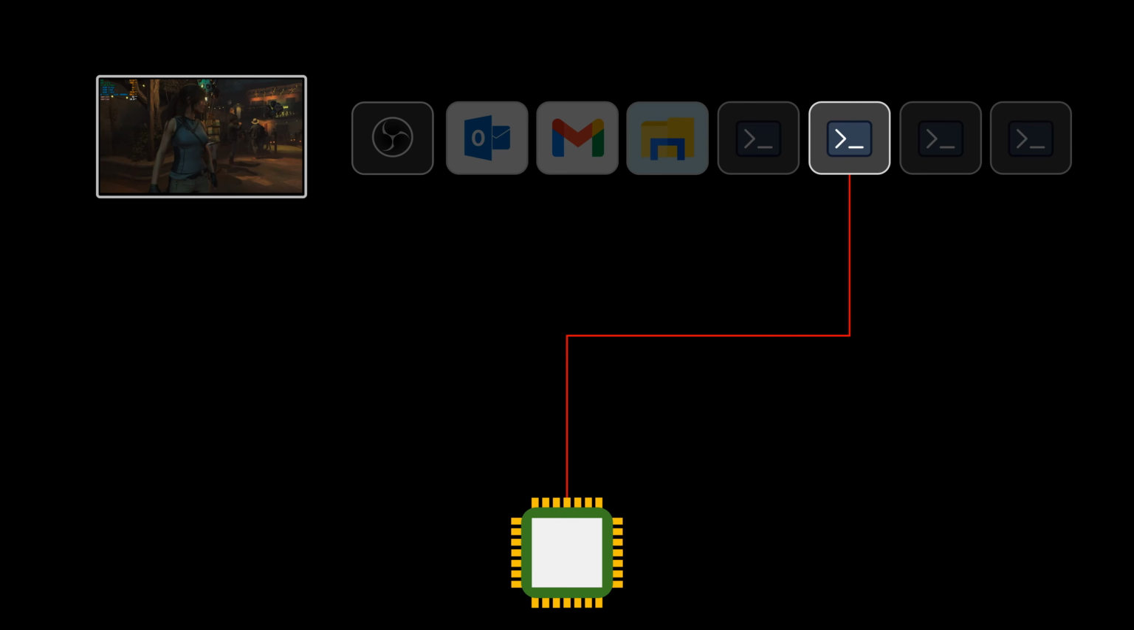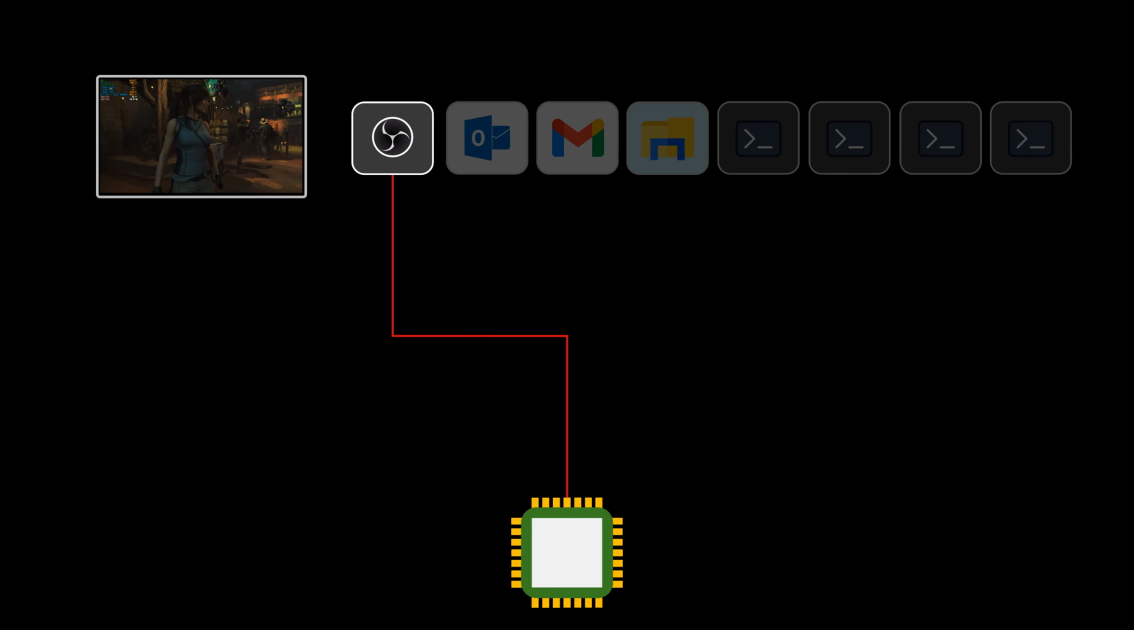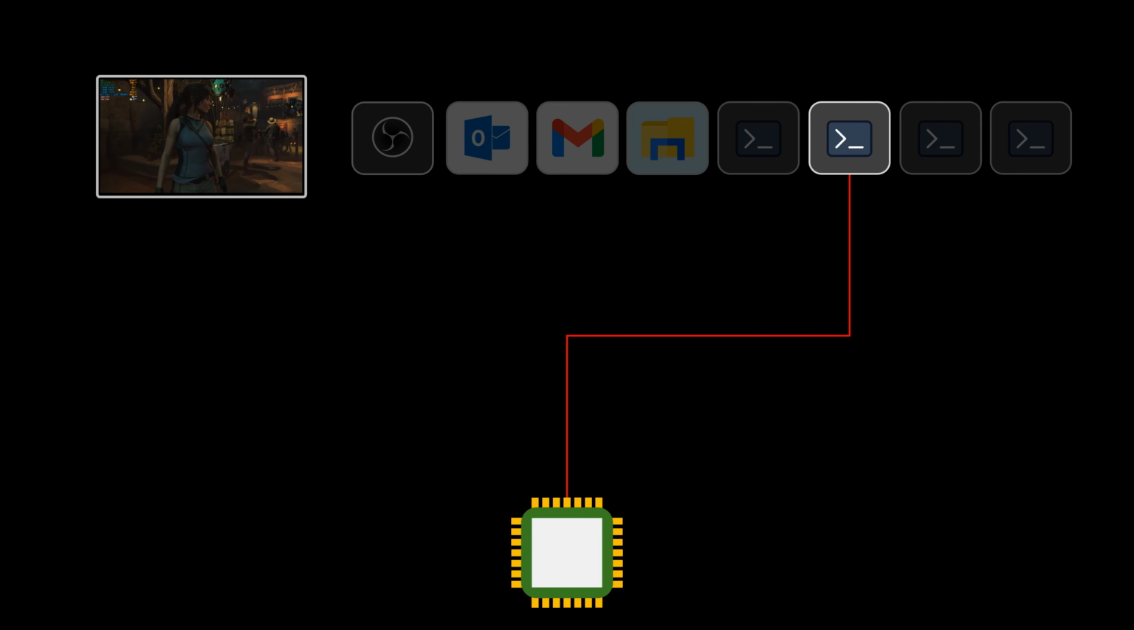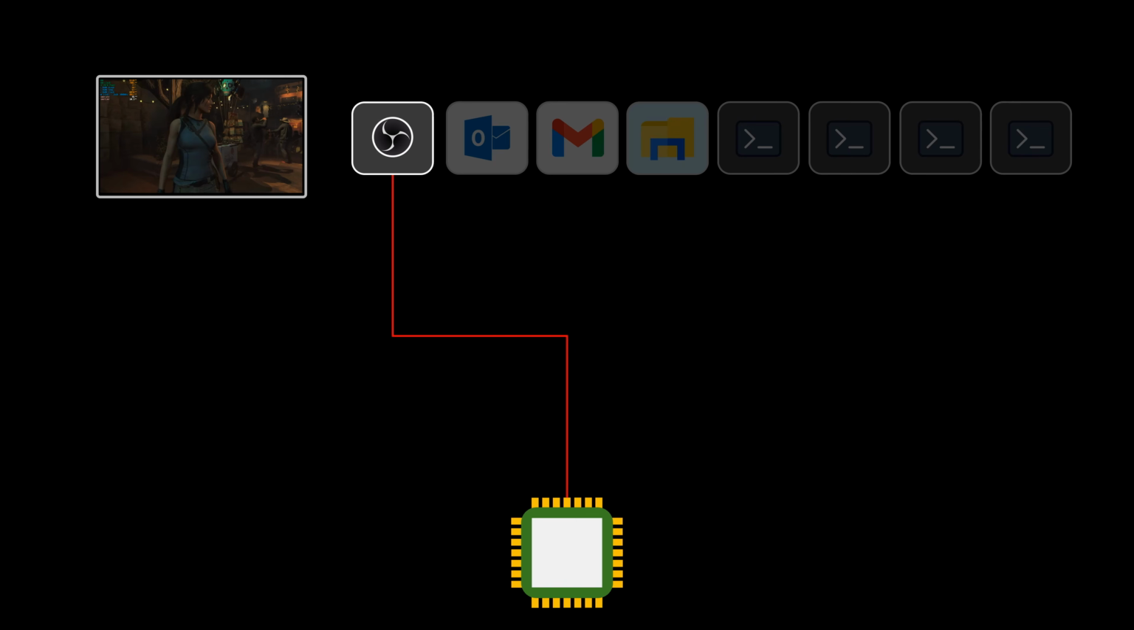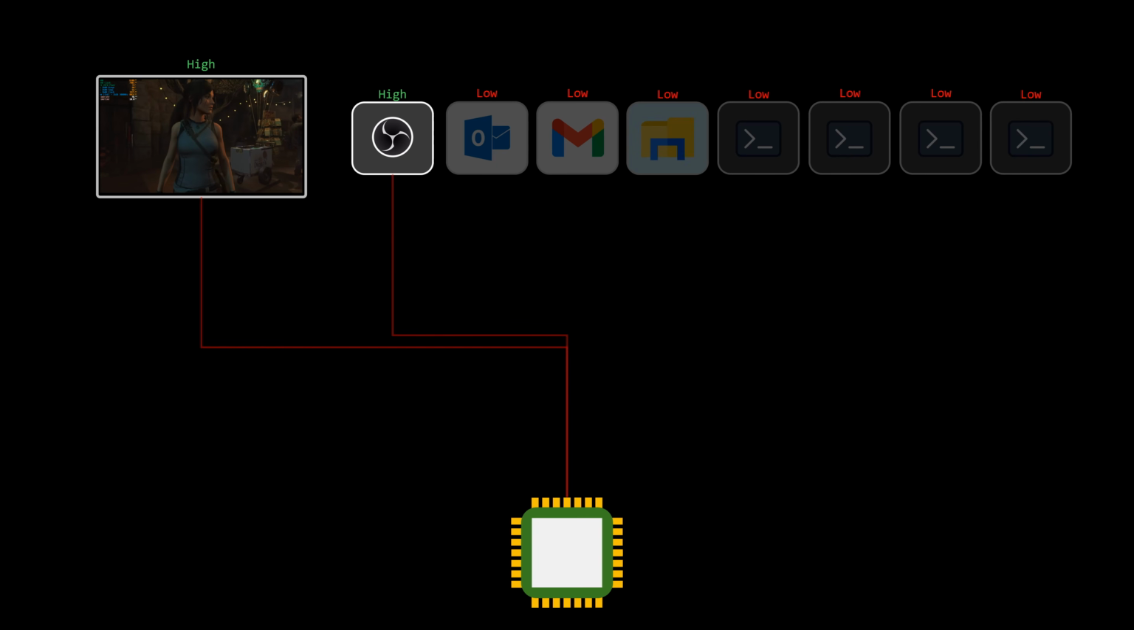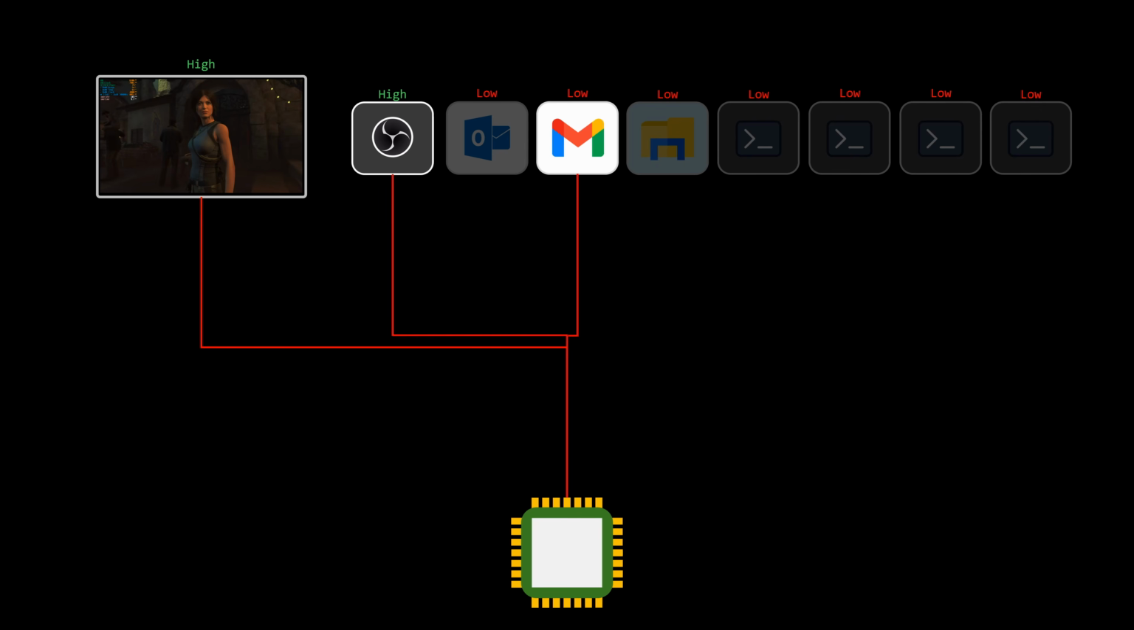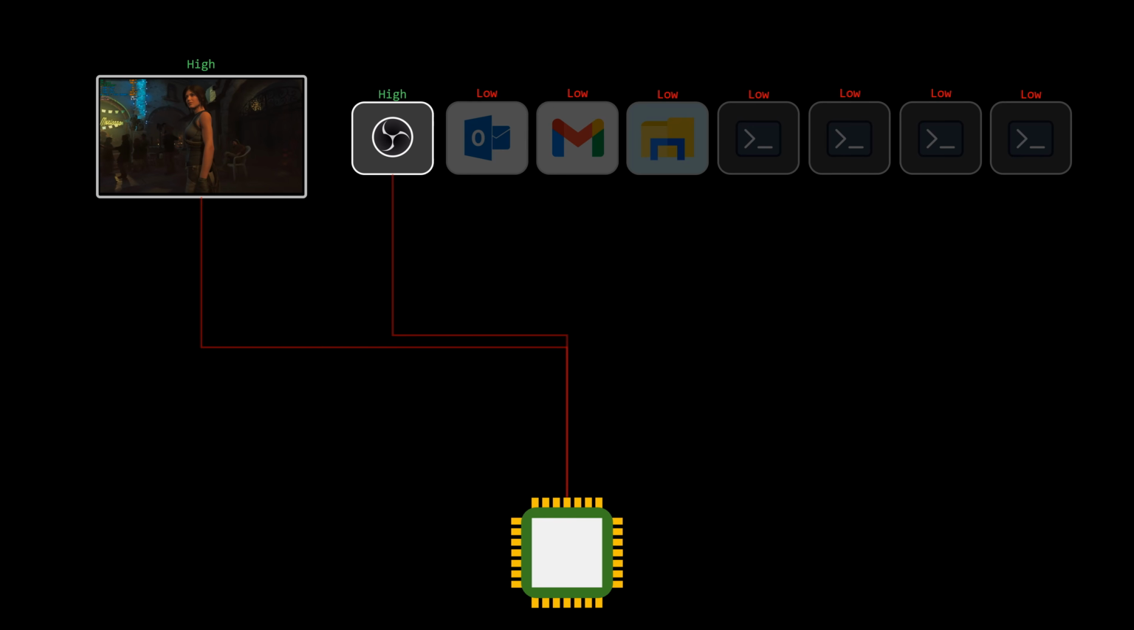The question here is, do all these processes really need the same amount of CPU time? Probably not. If we assign higher priority to the right processes, we can increase their response time, making them feel smooth and responsive again from the user's perspective. Yes, it's true that background processes will get the CPU less often, but think about it. Does it really matter if your email notification is delayed by half a second?